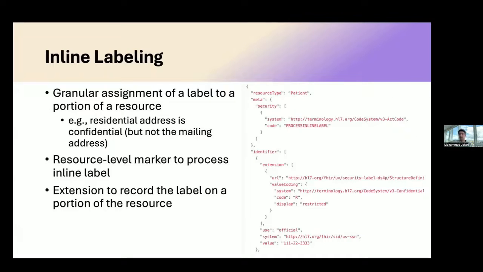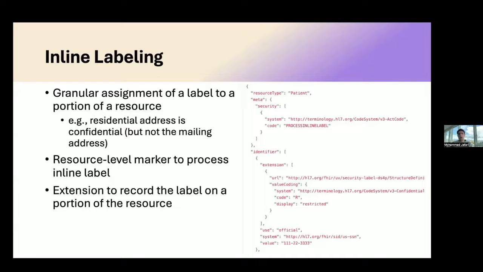Aside from assigning labels at the FHIR resource level, the DS4P defines a mechanism to do inline labeling. So an example that's in there, I think it was actually from a real use case for a shelter, is that someone is staying at a shelter and the residential address where they're staying is confidential, but that confidentiality doesn't apply to the entirety of the patient record. And it should also be distinguished that the mailing address is okay to share, but the residential address has this sensitivity.